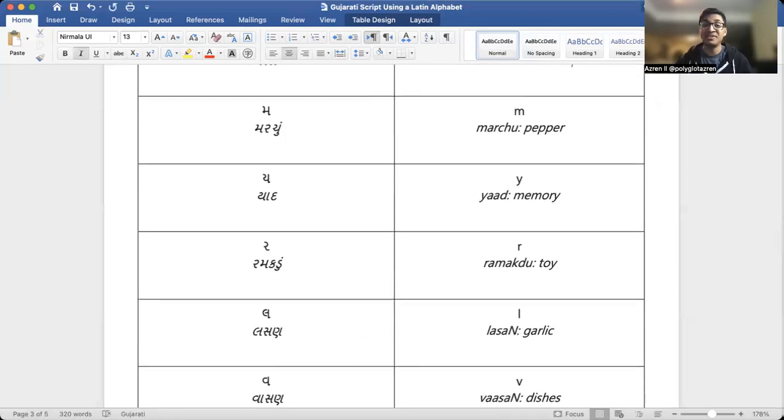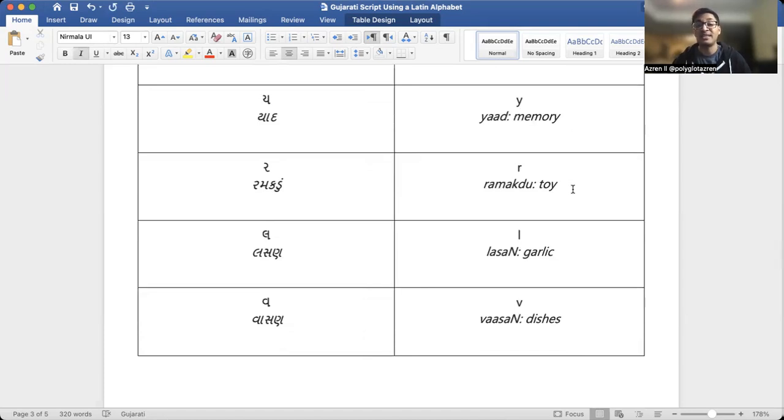Next letter, also very easy. Ma, such as the word marchu. Marchu is pepper. That's written with a lowercase m. Marchu is what's that one called? Sometimes with these words in Gujarati, I forget the English one. Like marchu will often be that, what's the red one? The red powder that's very spicy. Can't think of the English word for it, but marchu is often that red spicy powder. If you know what it is, please write in the comments or send me a message because I can't find it in English right now.